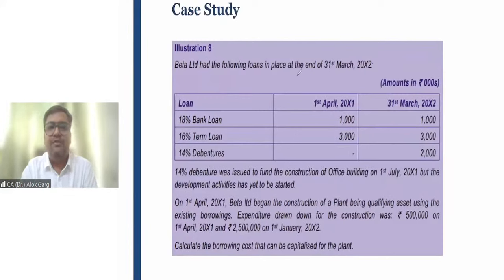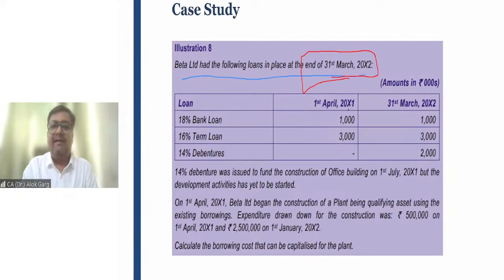Beta Limited had the following loans in place at the end of 31st March 2002. At the beginning of the year, they have a bank loan, which is 18%. All the numbers are in thousands, right? 1,000 bank loan, they have already there on 1st April and it is there on the 31st March as well. So this 1,000 loan was there in the beginning as well as the end. Means the company has taken the loan in the past and the company has not repaid this loan. And the rate of interest is 18%.